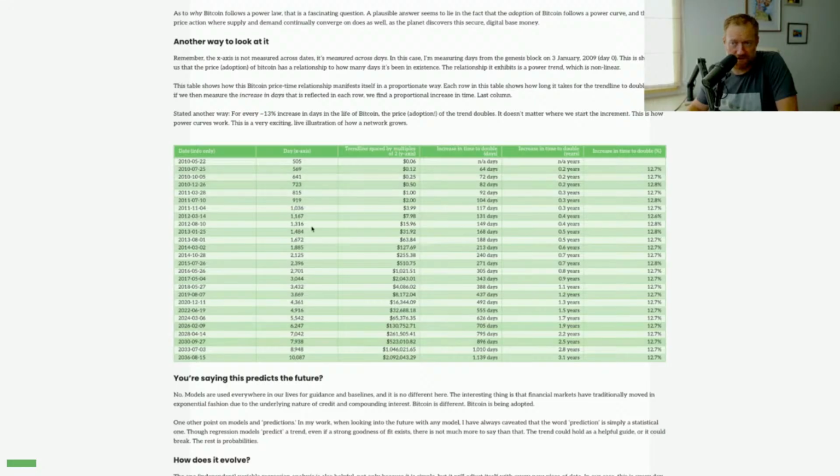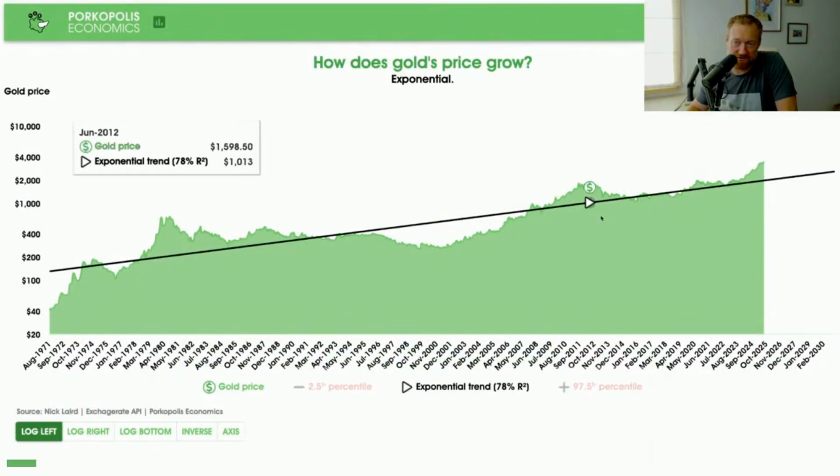This is the key to how power curves, power regressions work. They are not like exponential. They just aren't. The amazing thing is the rest of the financial world works in exponential.